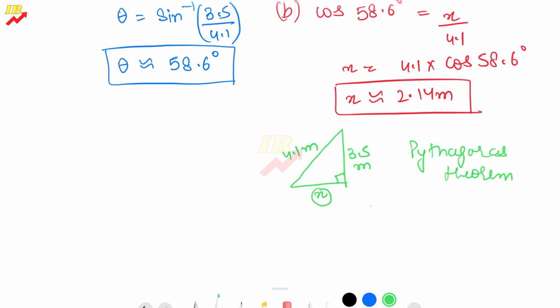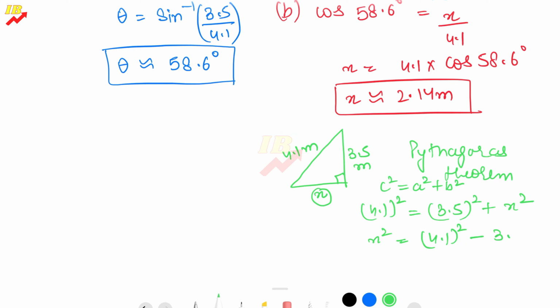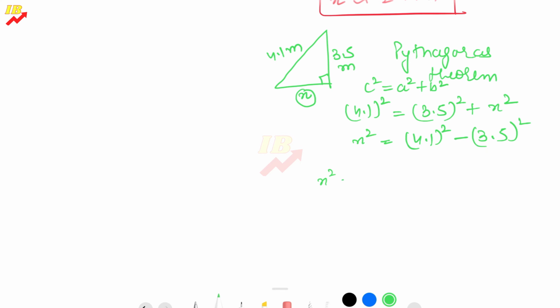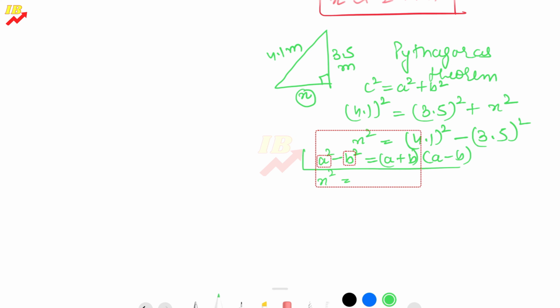As we know that our calculator is allowed, so it is quite easier for us to solve. c square is equal to a square plus b square. So that means 4.1 square is equal to 3.5 square plus x square. So x square could be written as 4.1 square minus 3.5 square. If you are not using your calculator, you can directly do it by using the a square minus b square rule that says (a plus b)(a minus b). This is an algebraic rule which you also can follow here.